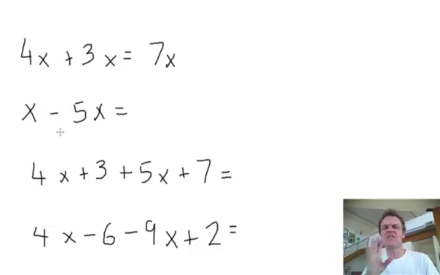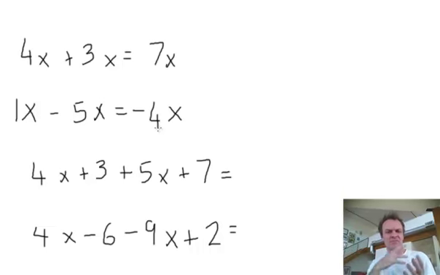Now, this one here, this sometimes gets people. X take away 5x. Well, think about it. What's 1x take away 5x? These are x's, but what's 1 take away 5? Negative 4, okay? There you go.